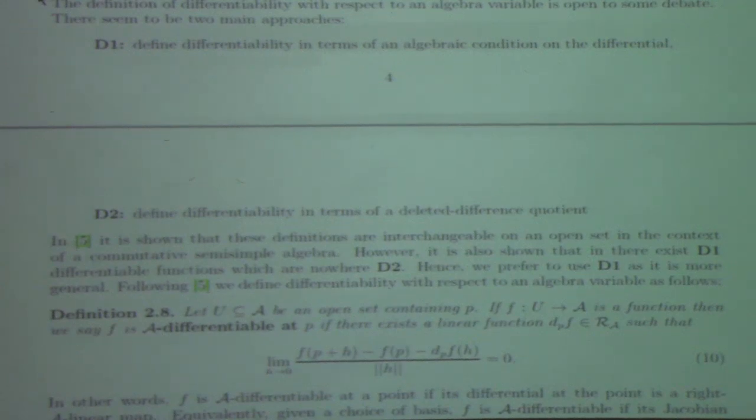Here's a shout out to something I haven't talked to you about yet: D1 versus D2 differentiability. D1 is the notion that I use. This is the Frechet differentiability paired with the assumption that the differentials are in the regular representation of the algebra, which for me is A differentiability. Lots of authors who study calculus over commutative semi-simple algebras use another definition, a deleted difference quotient. What they do is take the limit of the actual difference quotient.